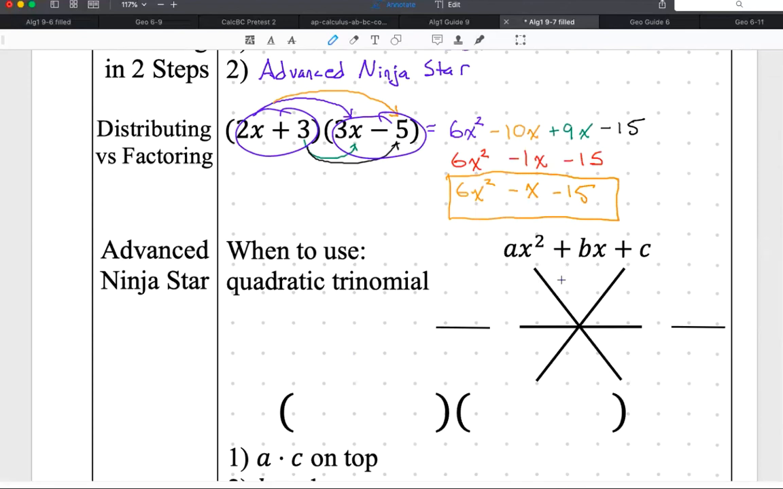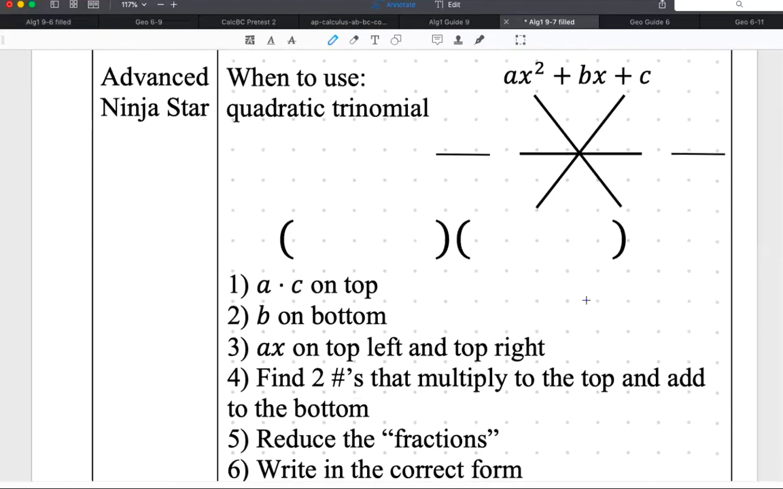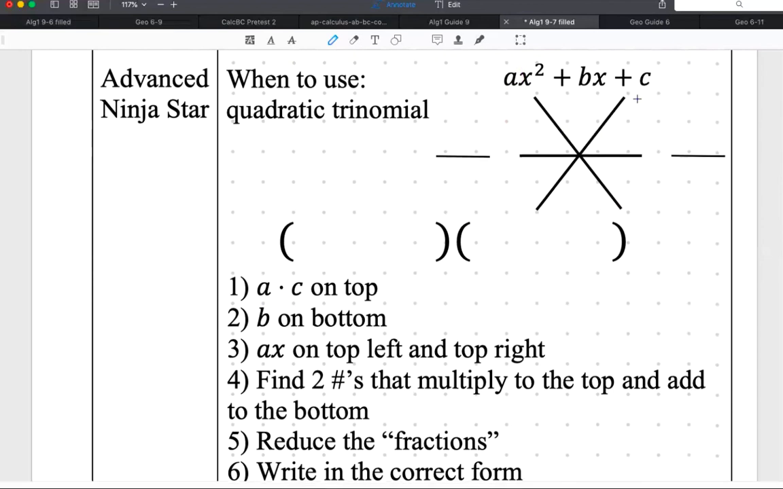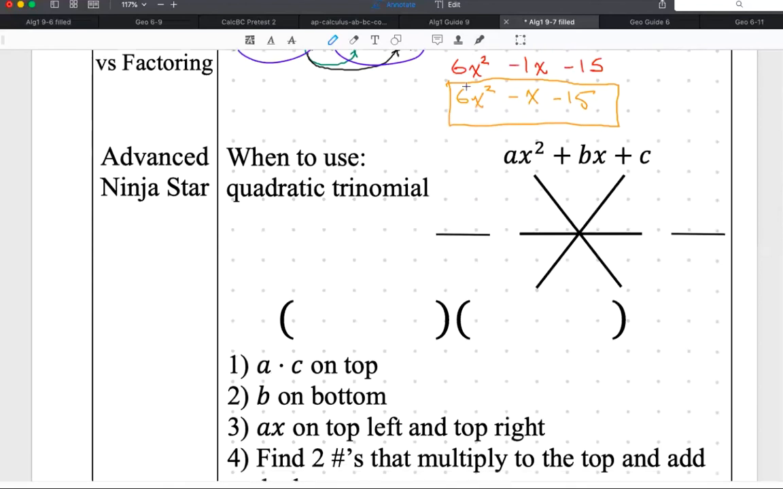All right, so how do I do this? To set up the ninja star, I'm going to follow the instructions that I have down here. Step number 1, I'm going to put a times c in this top spot up here. So that means the coefficient of this x squared term, that's a, and whatever that last constant is. So I can do this for you because I can do the multiplication. It's not too hard. 6 times negative 15. And I think of this as 3 times 15 and then times 2. So 3 times 15 is 45, times 2 is 90. So this is a negative 90 on the top.